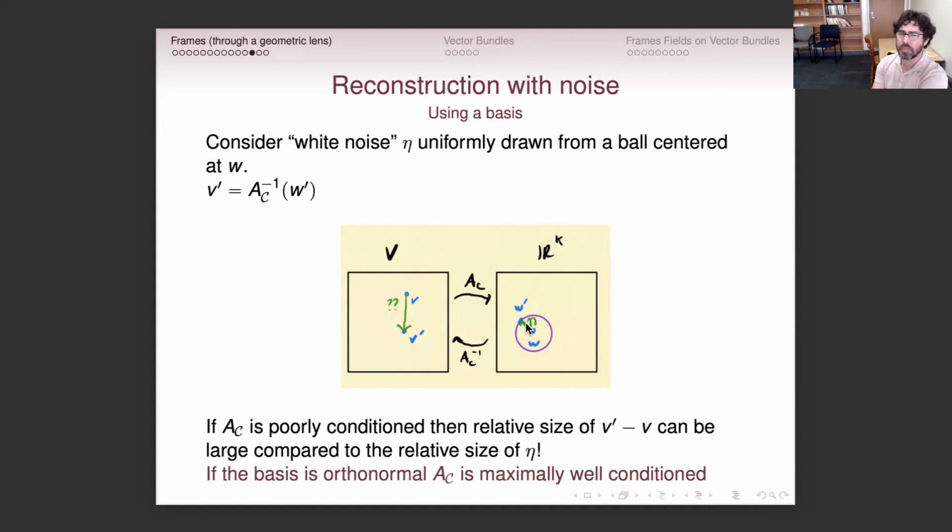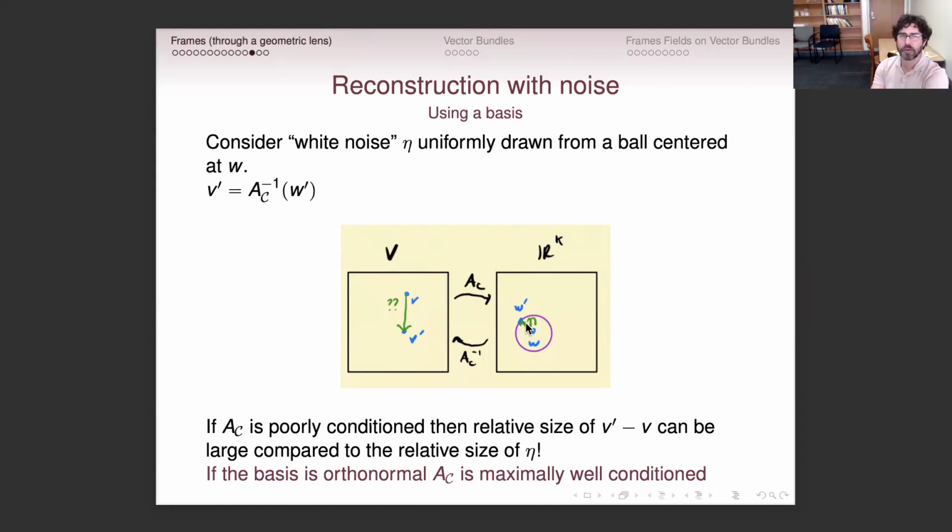And so what does that mean? That means that the worst case scenario size of my reconstruction error is going to be like the size of the noise, essentially. So I get a pretty good recovery if I use an orthonormal basis.